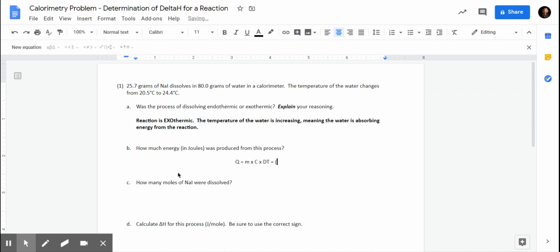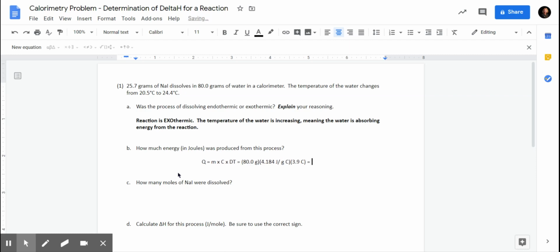So for this particular process, the water has a mass of 80 grams. And I've had a couple of people ask me why I don't just add the 25.7 to the 80. The reason is the specific heat, 4.184 joules divided by grams degrees Celsius, is for pure water. And if I add in that sodium iodide mass, now I have a solution or a mixture which has a different specific heat. So we need to keep water all by itself. And last, we need to know the change in the temperature. Well, if we look, it went from 20.5 up to 24.4, which gives us a temperature change of 3.9 degrees Celsius.